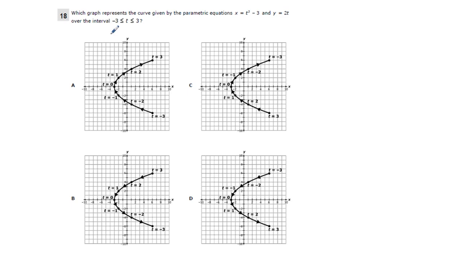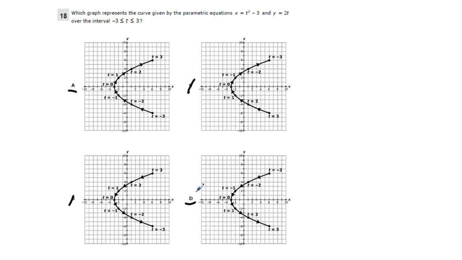Next, 18. Which graph represents the curve given by parametric equations x equals t squared minus 3 and y equals 2t over the interval from t equals -3 to 3? One thing to know is that the arrows in a parametric curve always go in the direction of time. In choice A, we see time starting at -3 and going to 3, so that would be possible. In answer choice C, we're starting at t but going toward -3. That cannot be right. In B, we're starting at t equals -3, but the arrows go from 3 to -3, not the right direction. So at this point, we are between answer choices A and D.